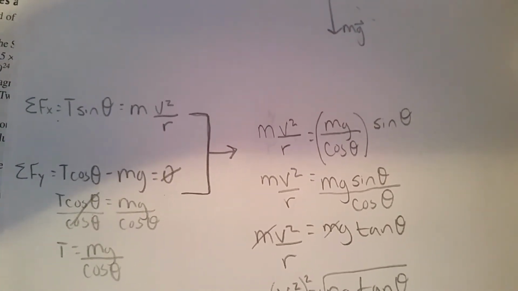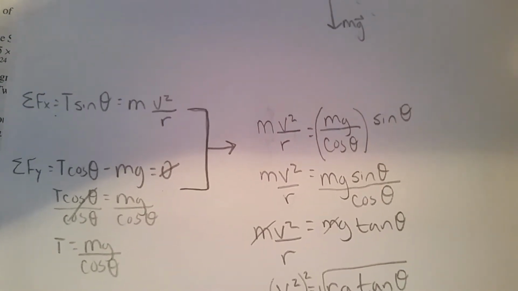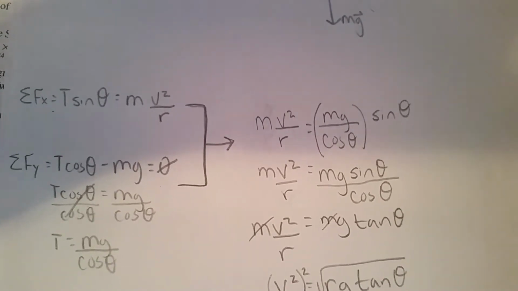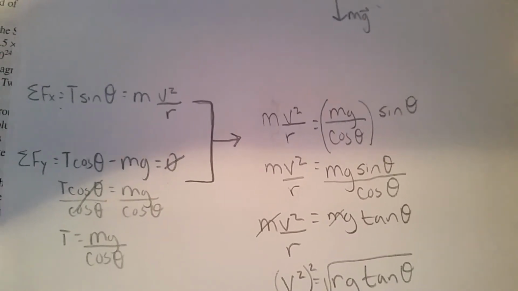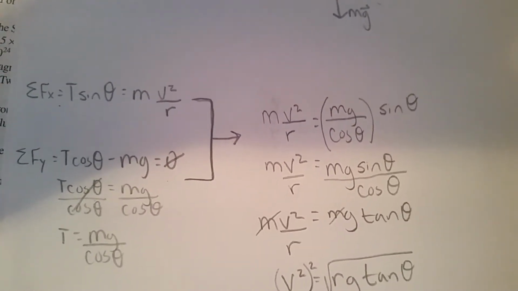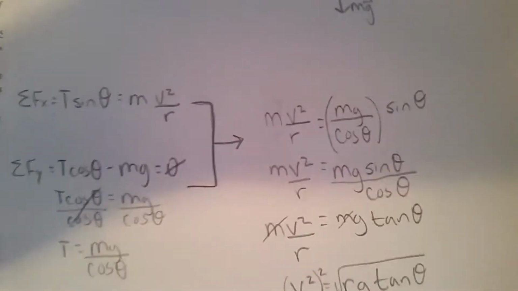I then proceed to find my T value, so I set T cosine theta minus mg equals 0, and then I add mg to both sides, which gives me T cosine theta equals mg. I then divide both sides by cosine theta, which gives me T is equal to mg over cosine theta.